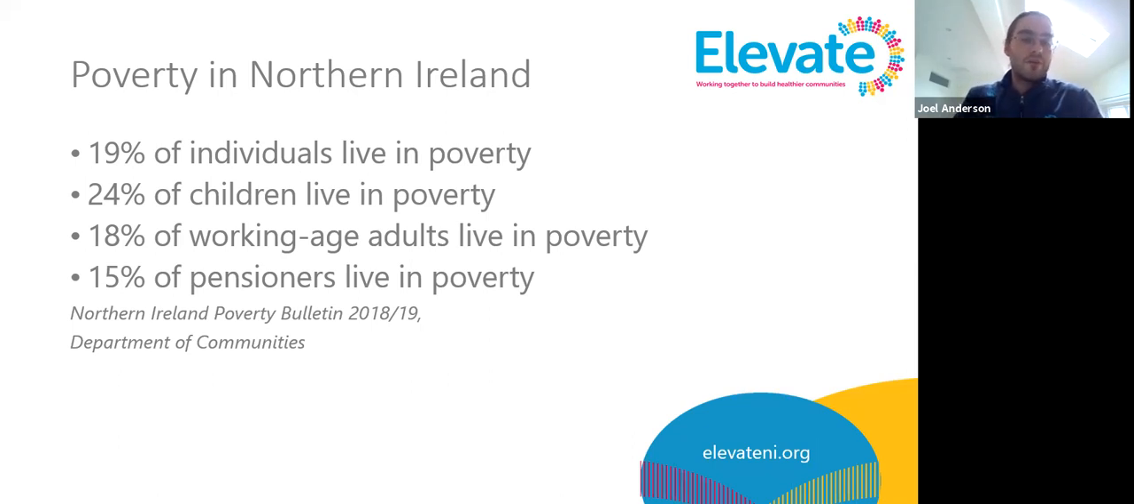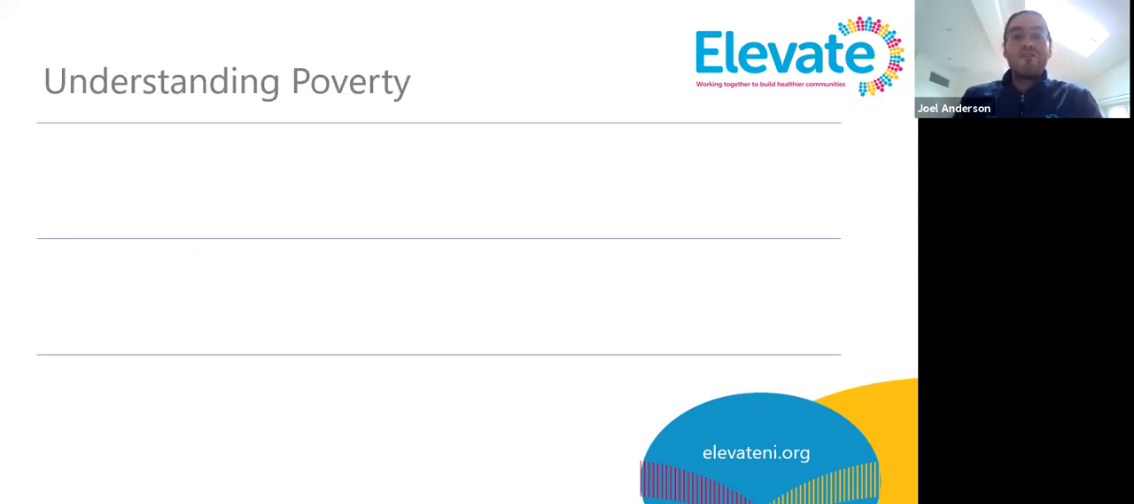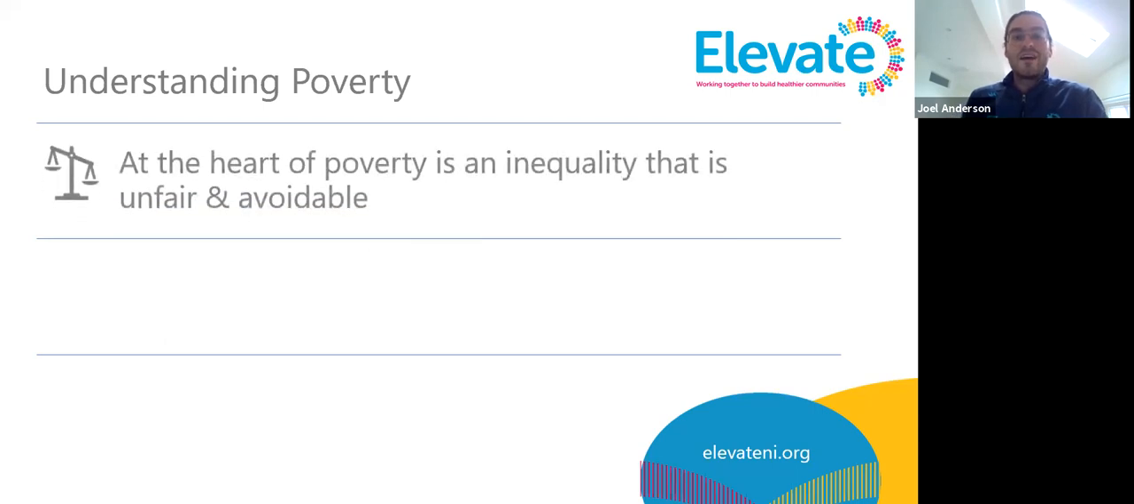So let's think about poverty a little deeper. At the heart of poverty is an inequality that is unfair and avoidable. When we think about poverty, a good starting point is to think about how wealth is created and distributed. We all benefit from the poor in that our food, clothes, and technology are subsidized by cheaper labor of poor countries. And at the heart of that poverty is an unfairness that is avoidable. So tackling poverty should be led by the principles of social justice and equality. And I think that's a really good place to start when we think about poverty.